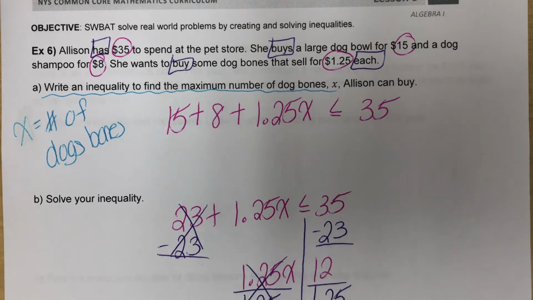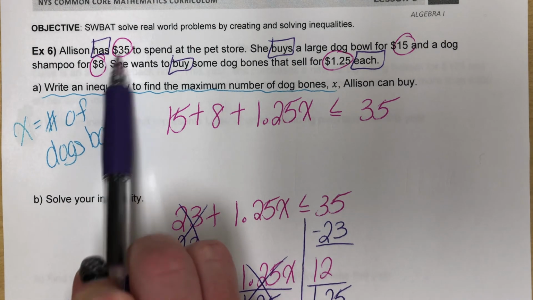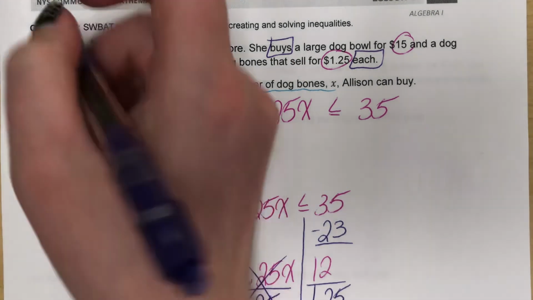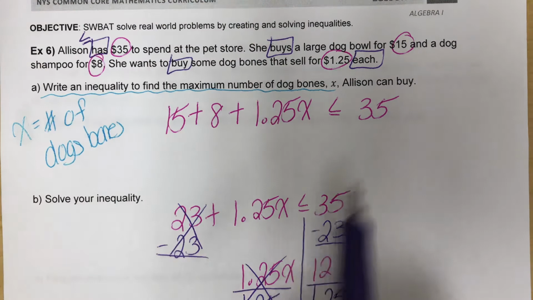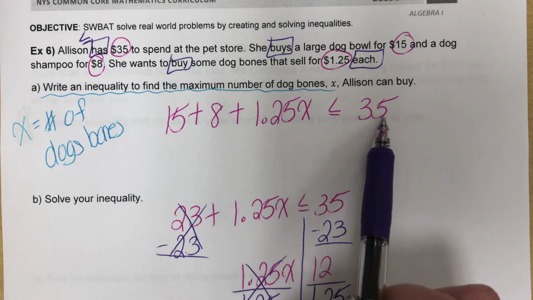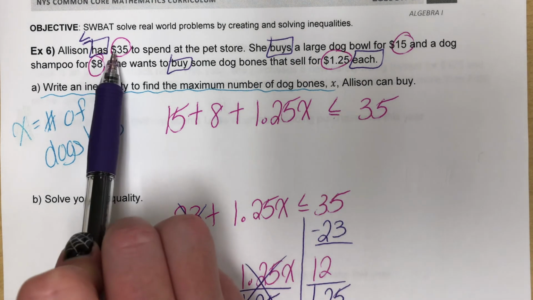All right, and here is number 6. It says Allison has $35 to spend at the pet store. So if she has $35, that's how I know this inequality needs to be less than or equal to. So I'm gonna add that up here right now because she can be spending $35. It can equal 35, but it can't be more, okay? If anything, it would have to be less. Less than or equal to 35, that's what she can spend.